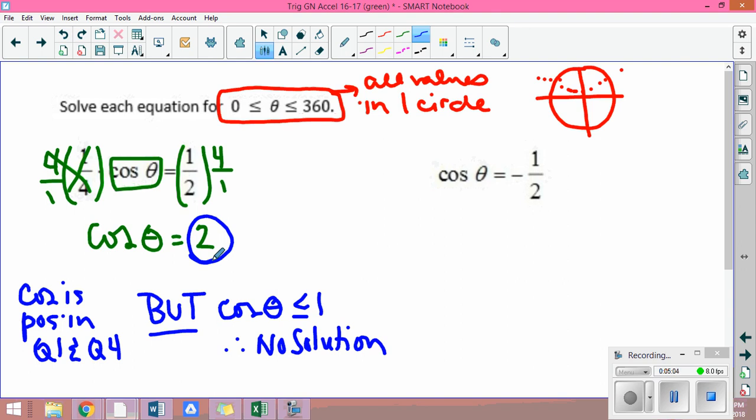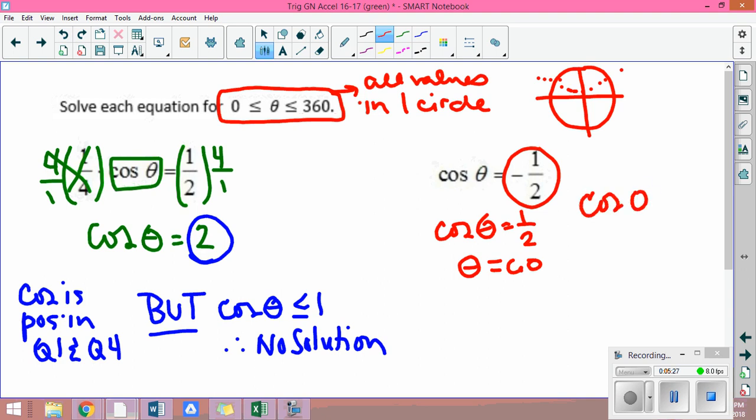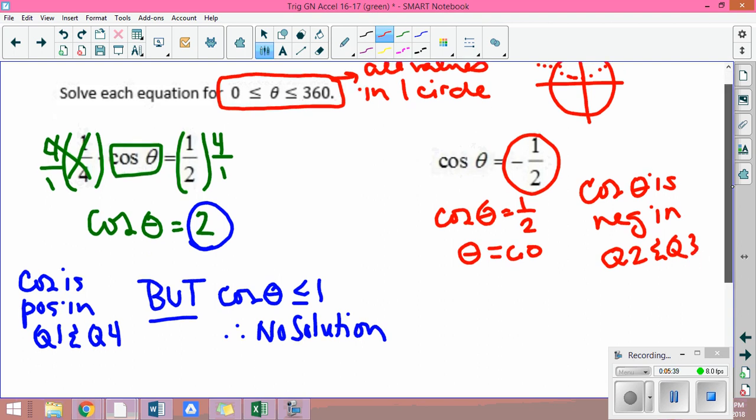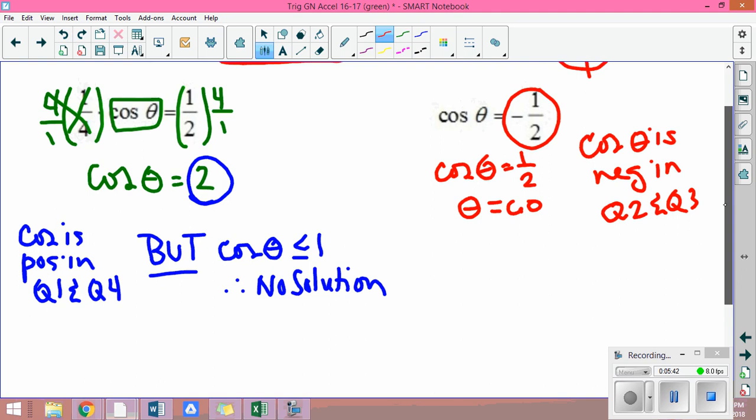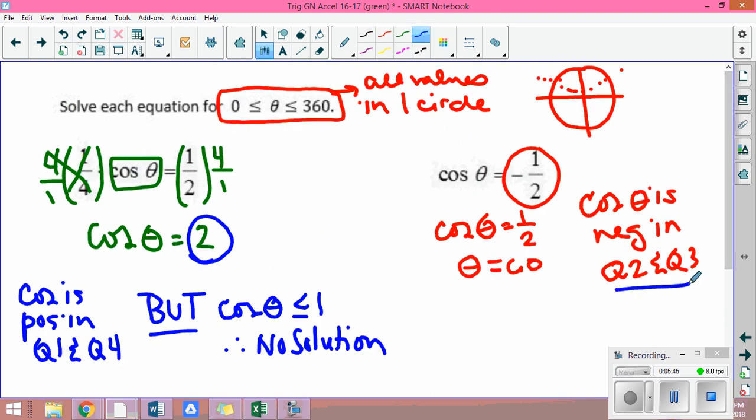Now cosine negative 1/2. Again, if you think about your unit circle, cosine of theta equaling 1/2, well, that's where the reference angle theta is 60 degrees. But even easier, where is cosine negative? Cosine theta is negative in quadrants 2 and 3. And so if I use my unit circle, I can just straight look it up. But I'm going to go straight to quadrants 2 and 3 because I know it's negative.